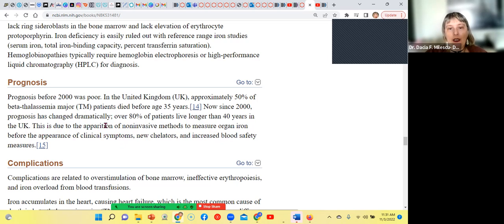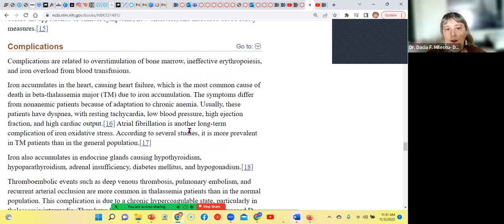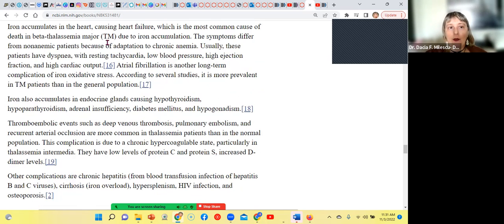Why do we talk about the United Kingdom? Because we have a large Indian population, a large Eastern European population, and that is why we see much more beta thalassemia major. This is not endemic with people of Anglo-Saxon origin. All right, so complications are overstimulation of bone marrow, ineffective red blood cell formation, otherwise known as erythropoiesis, iron overload, and if that accumulates in the heart, that could result in heart failure.